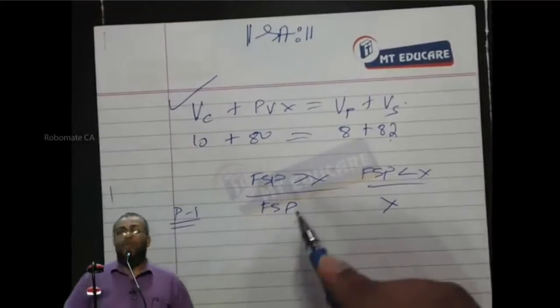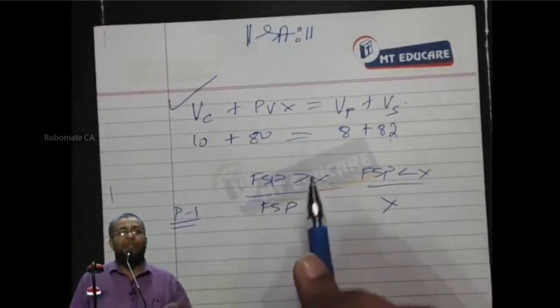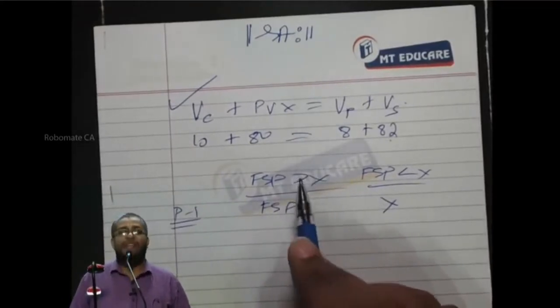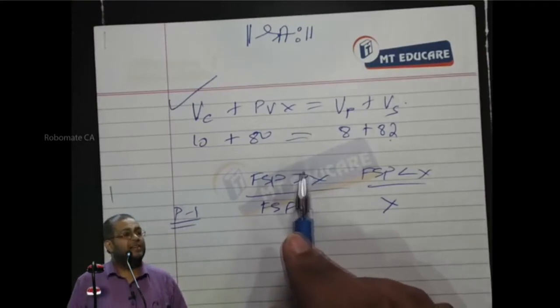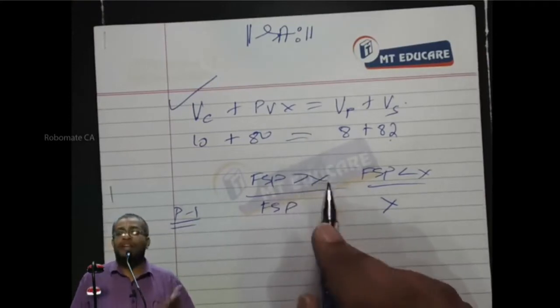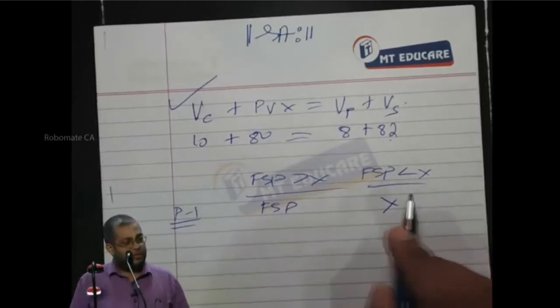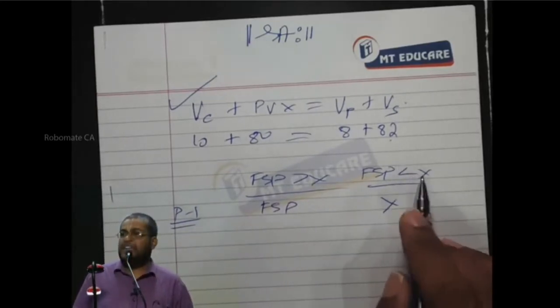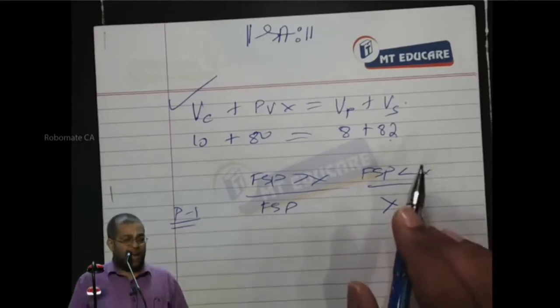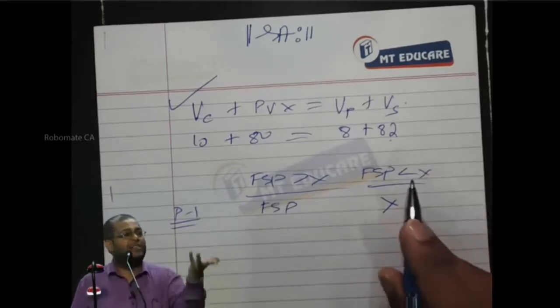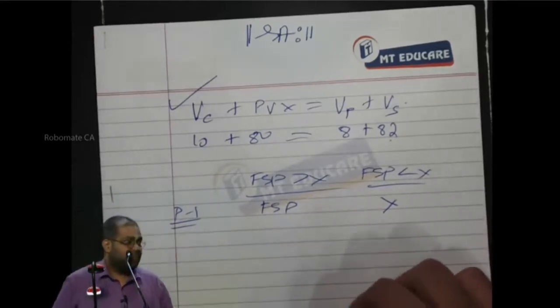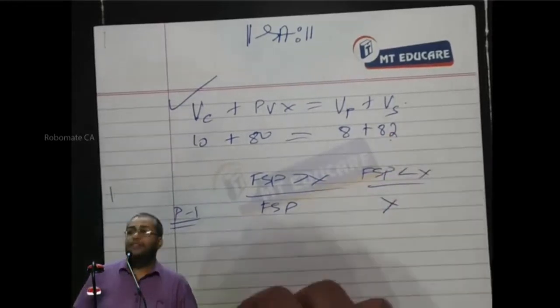This is no rocket science, very simple. On maturity date, if FSP is more than the strike price, I'll exercise, and the cash becomes a share. So my worth is FSP. If on maturity date the FSP is less than X, I will lapse the call, so my cash will remain as cash. The value is the strike price. Is that correct? Very simple.